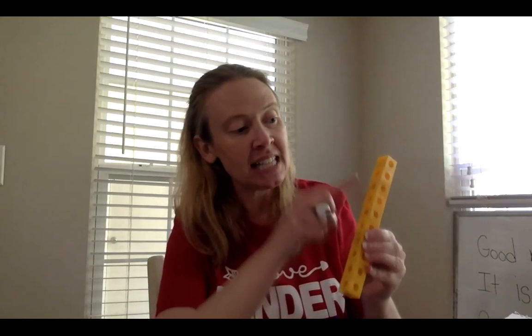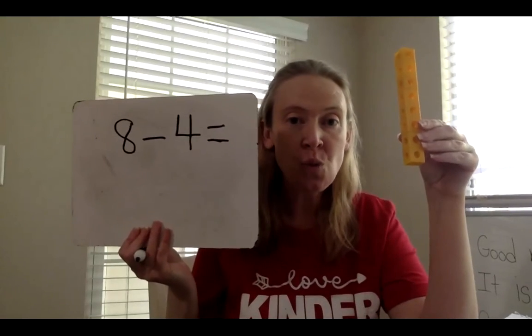And now we're going to do a tower of 8. 1, 2, 3, 4, 5, 6, 7, 8. Here is my tower of 8. So the first number I want you to write, boys and girls, is 8. Then minus, I want you to write the number 4. I would like you to write 8 minus 4 equals.